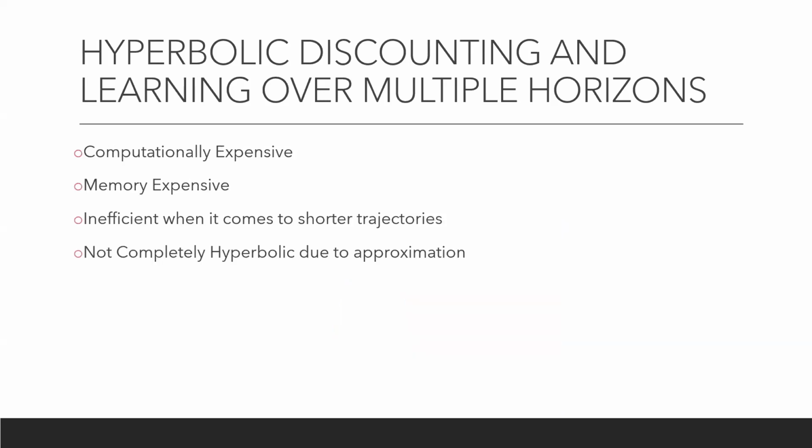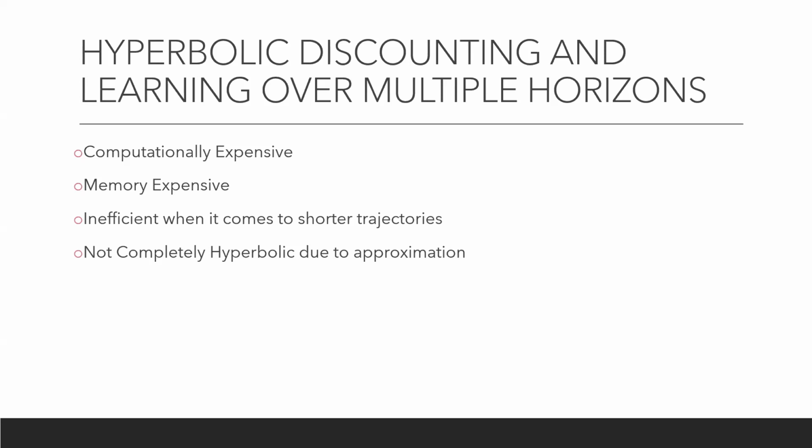After experimenting with this, my results are that it's computationally expensive, because in traditional Q learning we just need to compute one Q value, and here, if you want a more accurate hyperbolic value, we need to increase n, which means we need to calculate more Q values for a particular state in the environment.